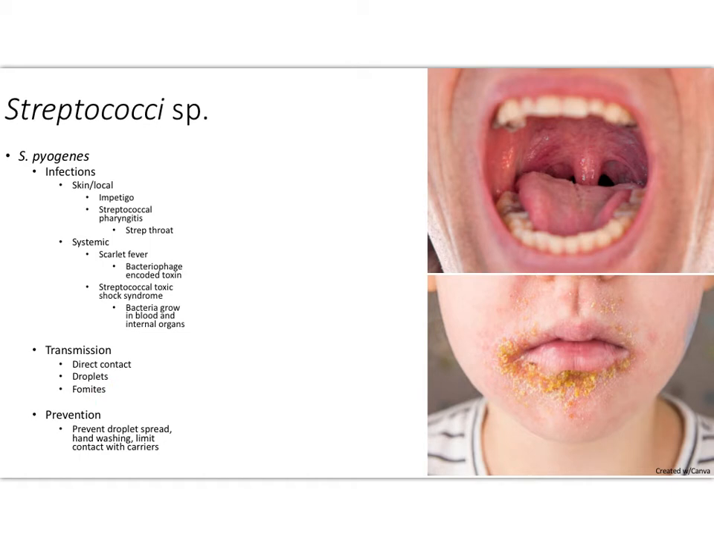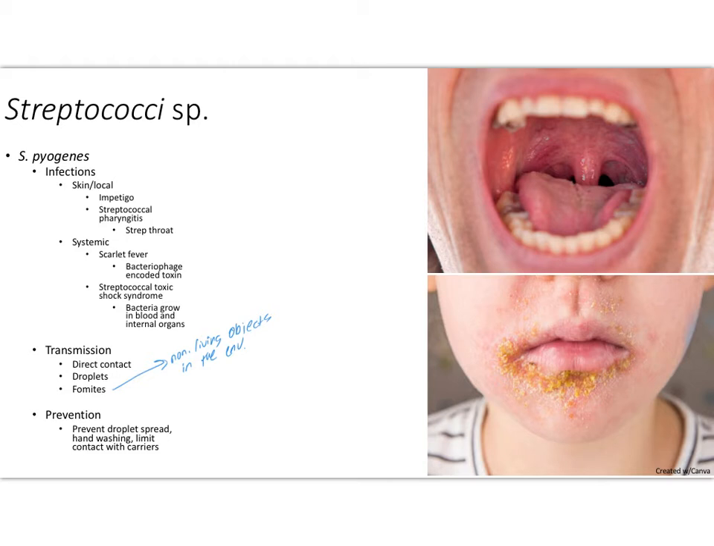And then fomites. Fomites are non-living objects in the environment that are capable of kind of harboring microbes and transmitting them. So for example, something like a pencil or a doorknob or something else in the environment, a toy maybe, could harbor strep and then pass it from one person to another.